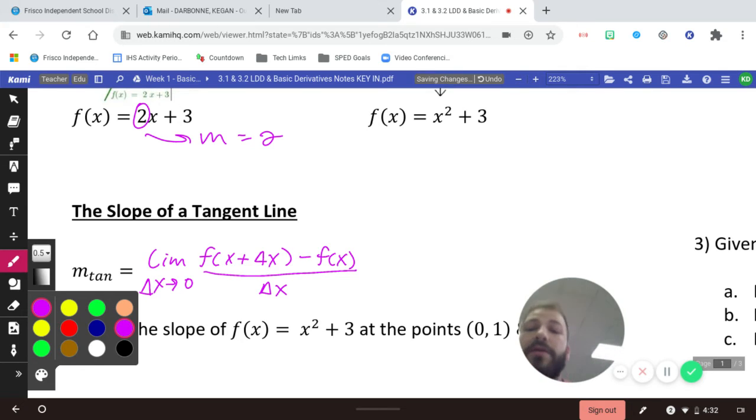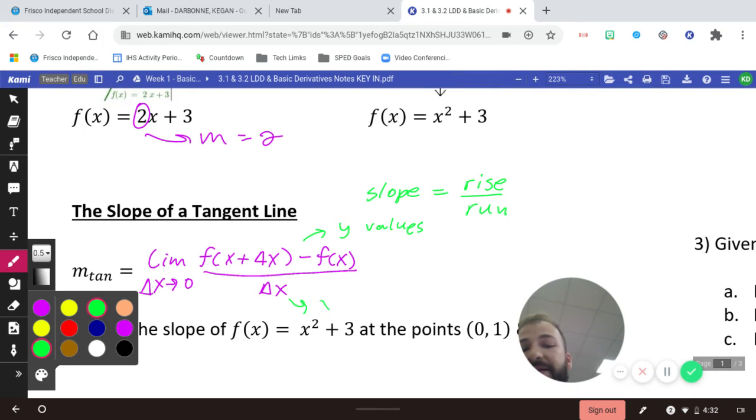Okay, so this is a really weird equation, but let's break it down. Remember your delta x, or your change in x, or that slope. Slope is rise over run. Well, these f of x values, those are y values, which is our rise. And this delta x, this is our run, our x value.